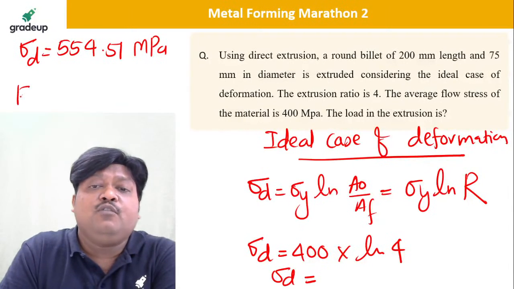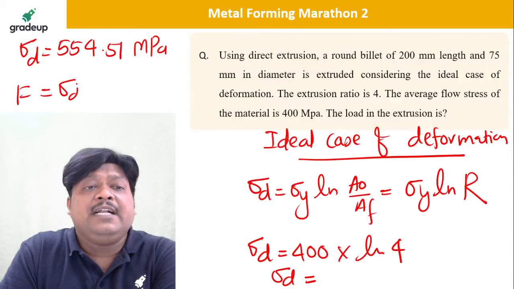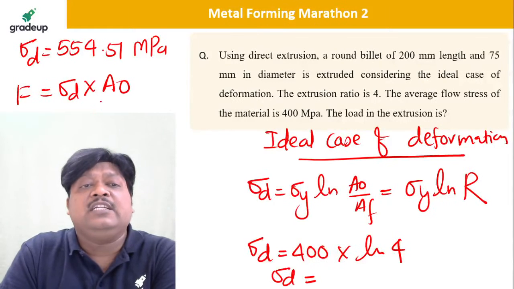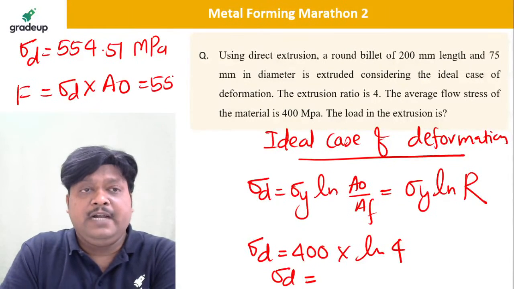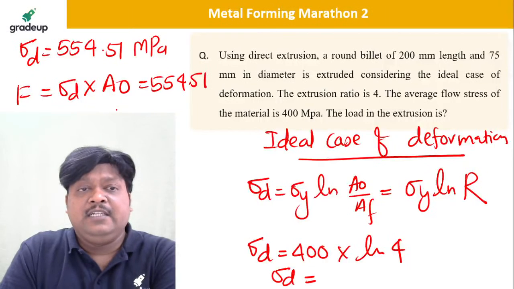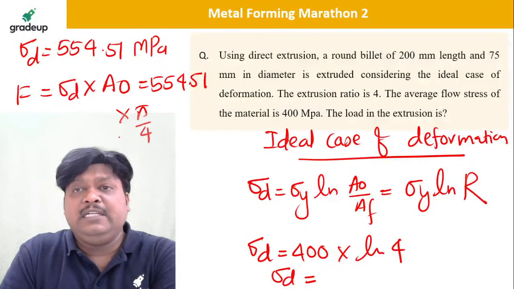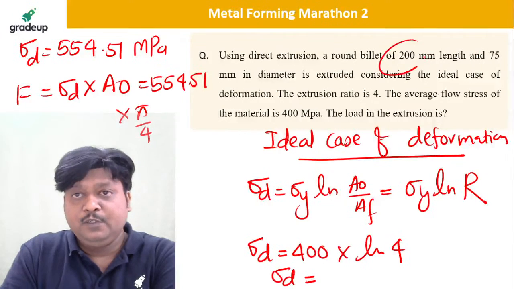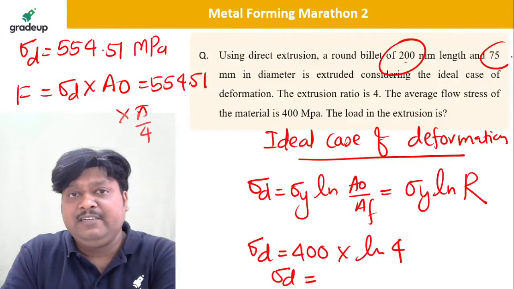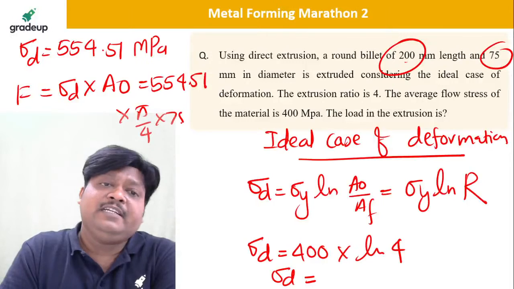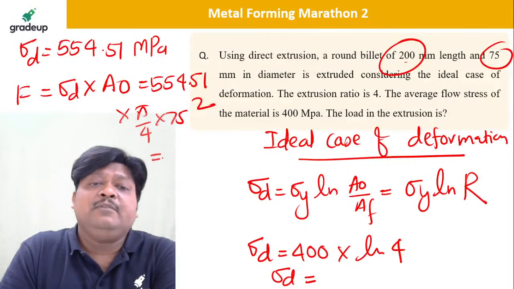And now what is the force? I told you sigma D into which area will we take? A original area, that is 554.51 into pi by 4 original billet diameter. 200 length and 75 mm diameter. So into 75 square. Tell me what is the force?